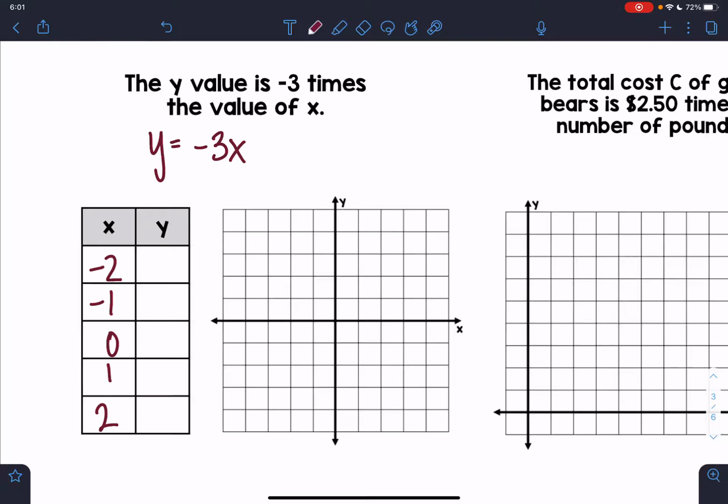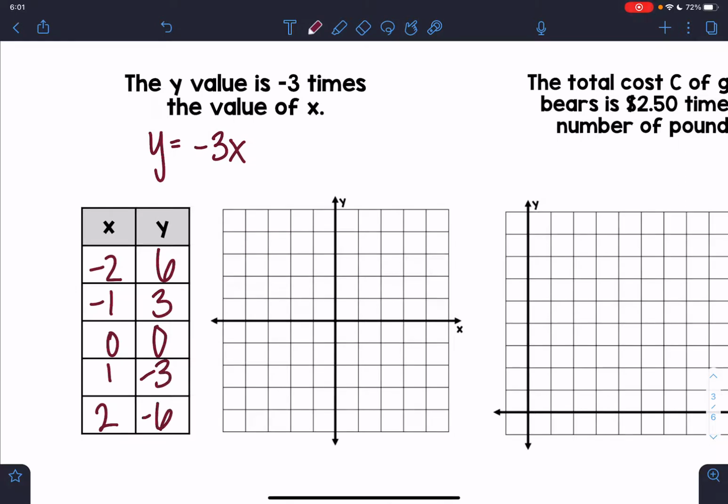Okay, so what we're going to do is just fill in this table. So we have -2 plugging in for x here. So -2 times -3 is 6. Then I have -1 times -3, which is +3. 0 times -3, which is 0. 1 times -3, which is -3, and so on.